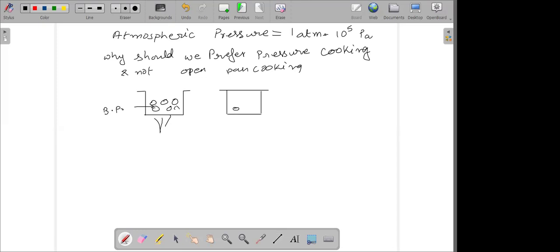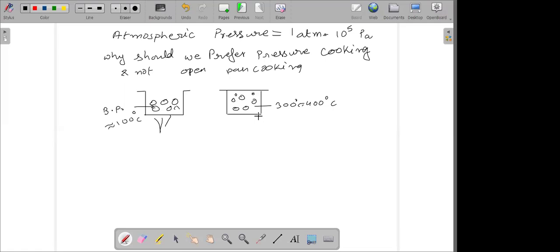Now, for the pressure cooker, as the pressure is continuously increasing, there is no energy which is escaping. So all the energy we are supplying remains inside, and this increases the boiling point. So inside a pressure cooker, the temperature rises to about 300 to 400 degrees Celsius. Got it? Here the temperature is only about 100 degrees Celsius, while inside a pressure cooker it is 300 to 400 degrees Celsius. So the food is cooked faster in a pressure cooker as compared with an open pan.